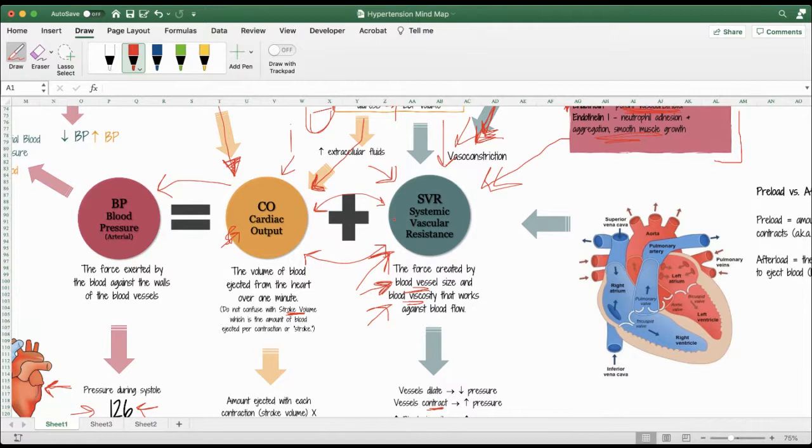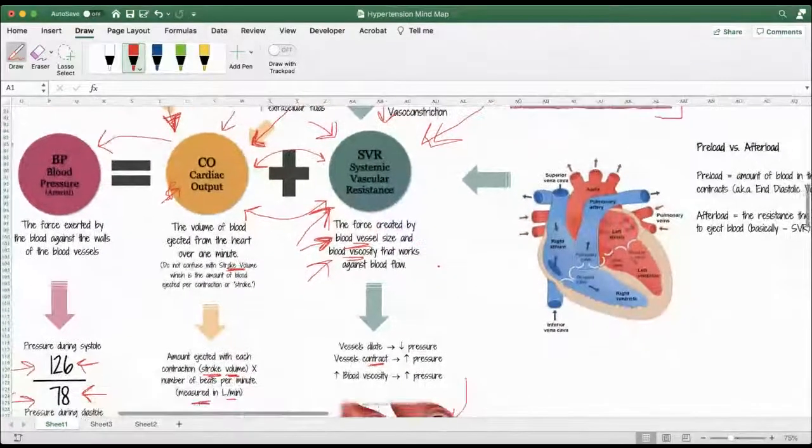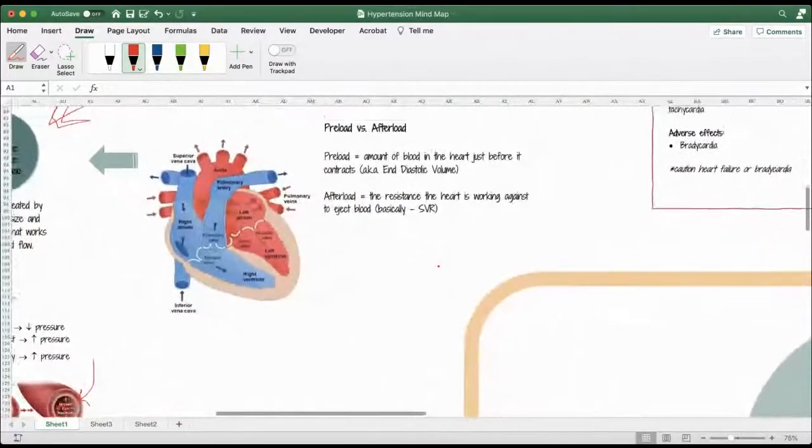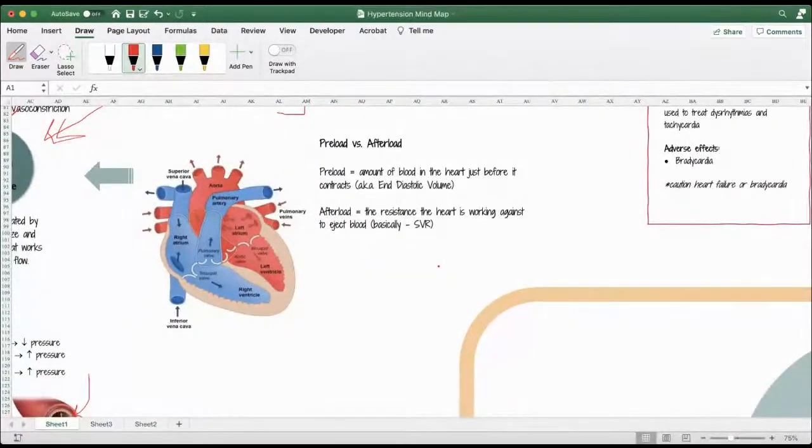Before we move on, actually, you know what? Let me do preload and afterload, and then we can go back, because that's the last of the patho, and then we can talk about what you need to study for the other little parts. Preload and afterload can be a little bit tricky for people. So let's just define them really easily.